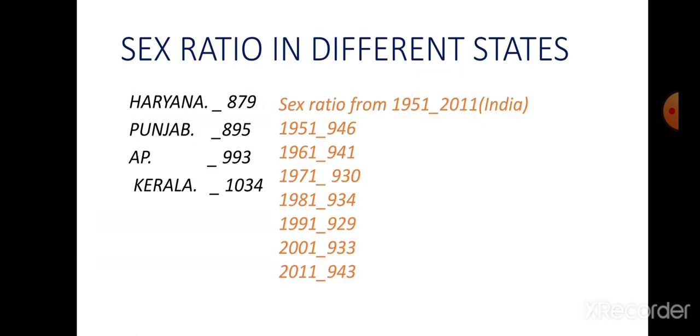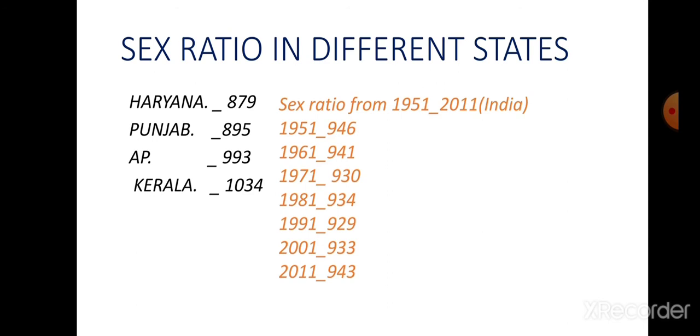So let's see the sex ratio in different states. Haryana 879, Punjab 895, Andhra Pradesh 993, Kerala 1034. So where can we see the highest sex ratio? In Kerala, 1034. Sex ratio in Andhra Pradesh, 993.